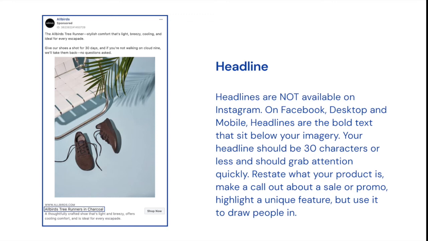So if you make something and it's available on all platforms, it's going to give you the option of creating a headline, and it's going to give you the option of creating a description. And on Instagram, the description we don't worry about, but the headline is going to come up as the front of that body text. Versus on Facebook, both mobile and desktop, the headlines are a separate text. Like I said, in this image here, it's the bold text that sits below the imagery.